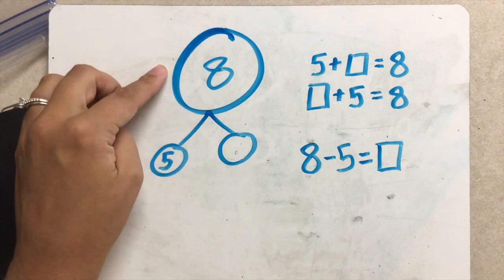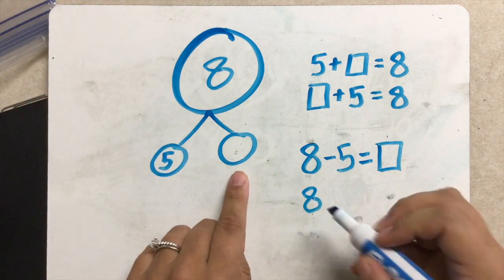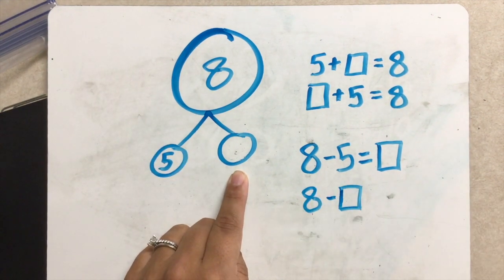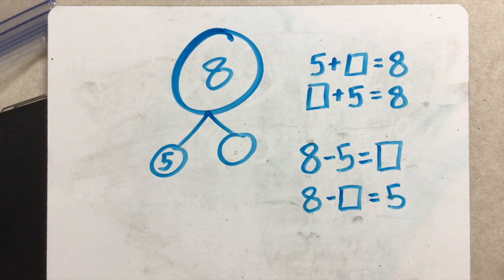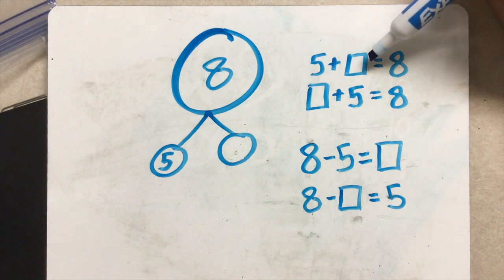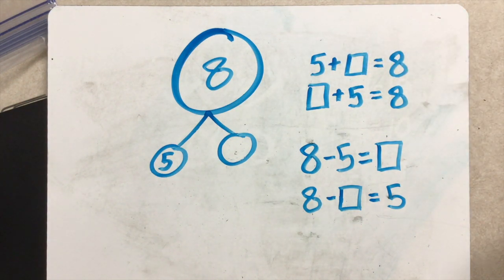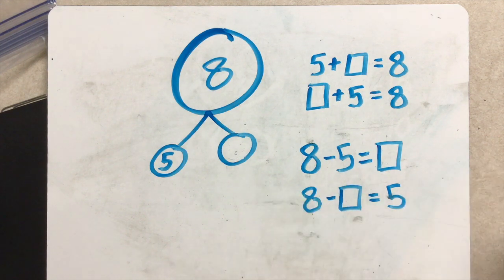I could also do another subtraction problem starting with 8, my biggest number. I could take away my unknown number, and then my answer would be 5. Now look at this. You have 4 ways that you could solve this problem. If you like addition, stick with addition and count on to see if you can find the answer. If you like subtraction and that looks easier, then do subtraction to find the missing number. This is the beautiful thing about math. You can set it up whichever way you would like to help you solve.